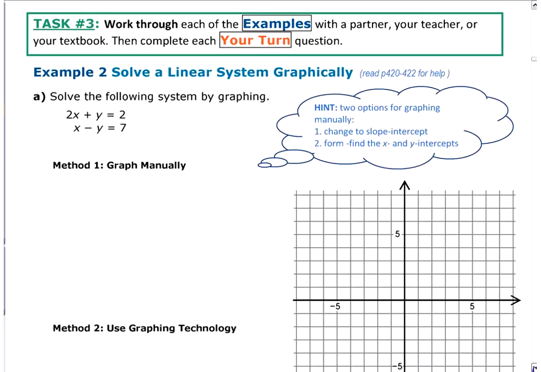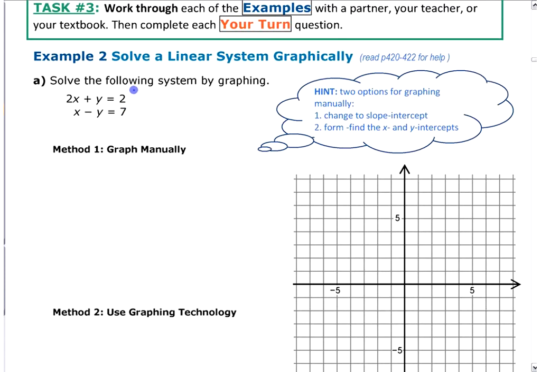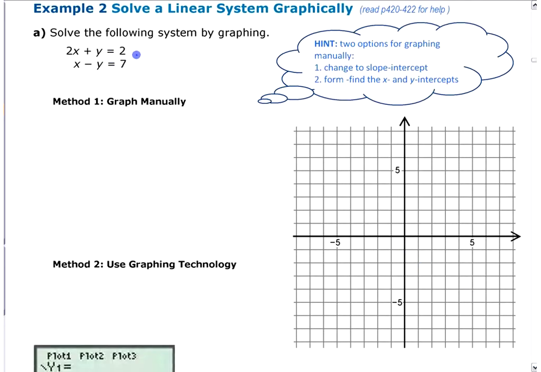For this second example, this is a system, two equations with two unknowns. The hint here is helping you know how you could graph those. The simplest way to graph those is to change them into slope-intercept form. The easiest thing is to move the 2x to the other side. That gives you y equals negative 2x plus 2.